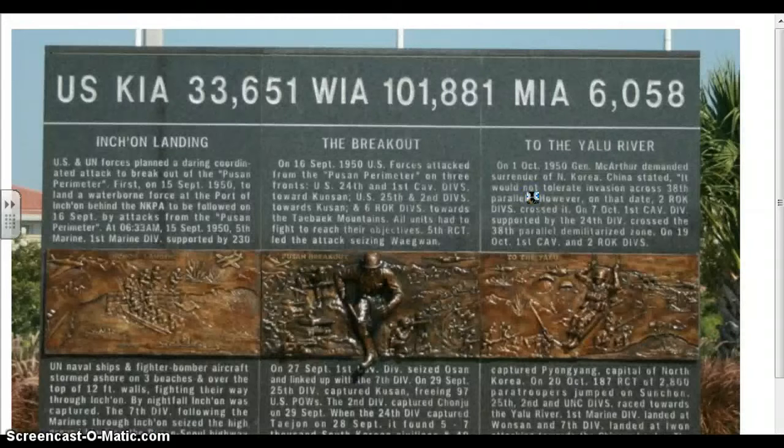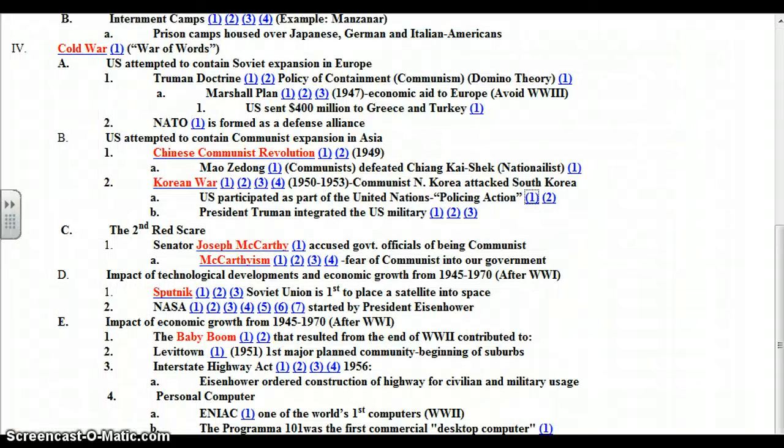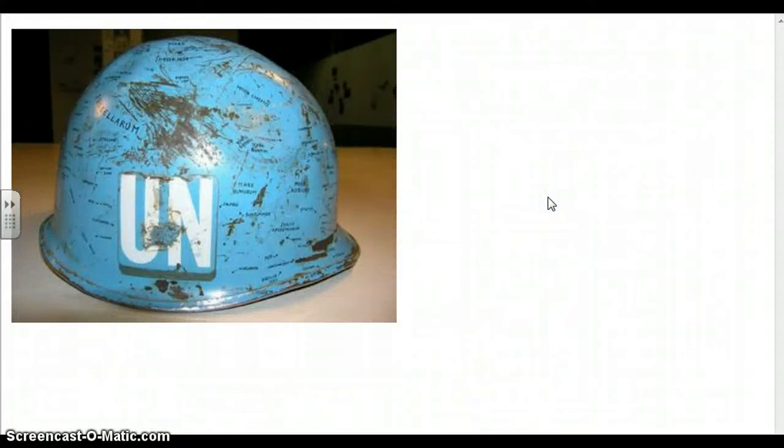The United States participated in the Korean War as part of a policing action. We did not declare war on North Korea. We served as part of the United Nations forces. However, 33,000 Americans were killed in Korea, 101,000 were wounded, and we still do not have the whereabouts of 6,000 soldiers who are missing in action from the Korean War. This is just a helmet that was worn during the Korean War by soldiers participating as part of the United Nations.